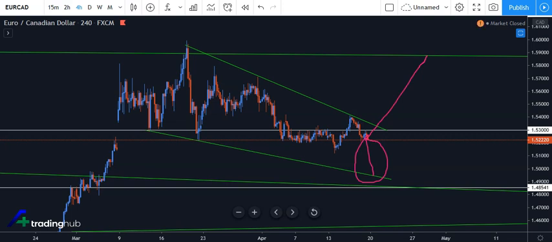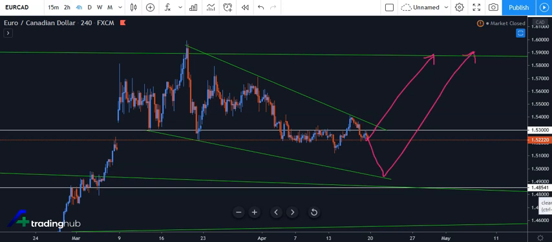1.58 zone or 1.59 zone to the top. I want to see to the top, but price may still make this one more drop before pushing up. But I'm more interested to catch these bullish moves. This is tradable. The sell trade is tradable, but I prefer moving with the trend. So I'm focusing on buying opportunity. So I want to buy to the upside here. So this is my trade for this week on Euro card.